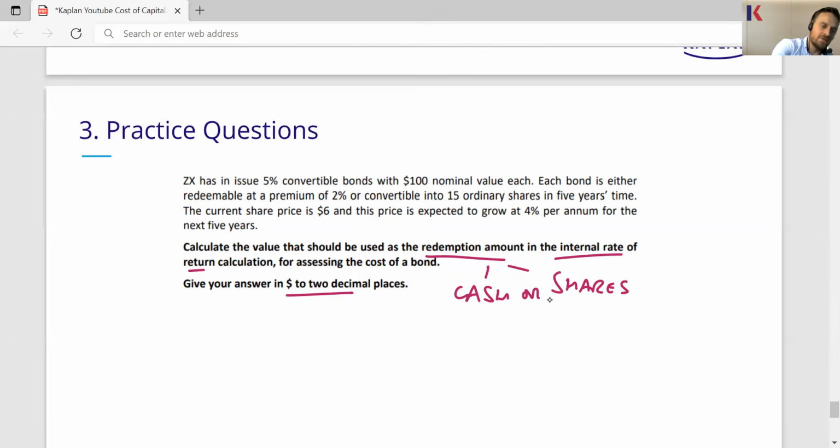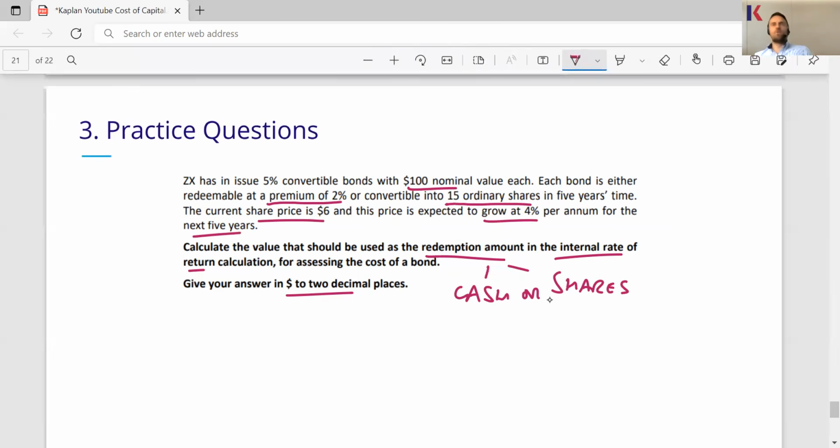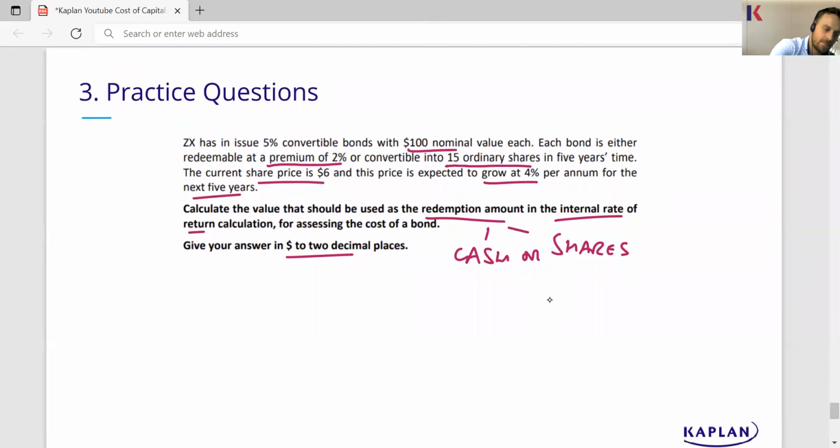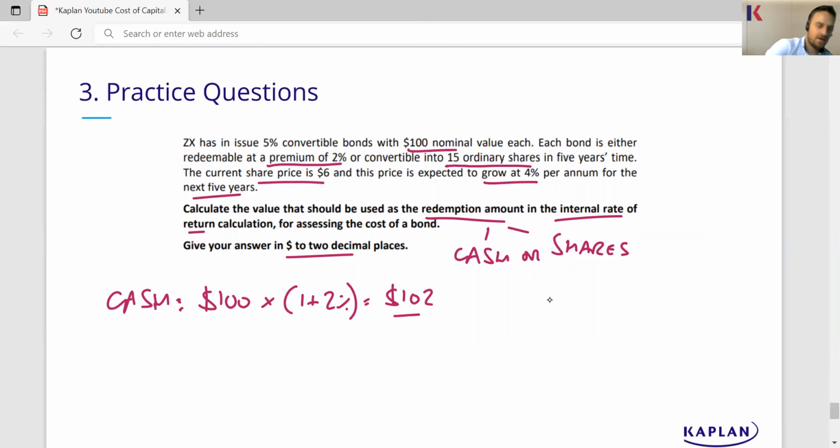So they've got 5% convertible bonds with $100 nominal value. Each bond is either redeemable at a premium of 2% or convertible into 15 ordinary shares in 5 years' time. The current share price is $6, and this is going to grow at 4% for the next 5 years. So what we need to do is work out what's going to be worth more, the cash or the shares. If we look at the cash, it's going to be a 2% premium, and that's always based on nominal value. So if we take $100 and increase it by 2%, if we take cash in that final year, we'll get 102.